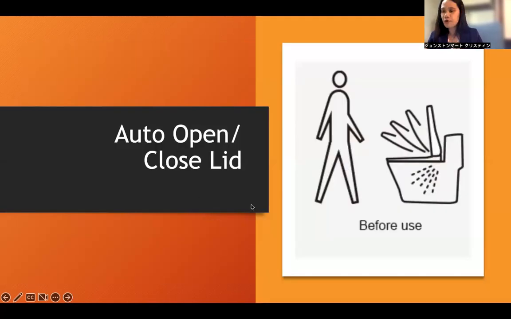The third function, of course, is it auto opens, and the lid or the cover auto opens or closes. Okay. We don't want to touch the toilet surfaces. Therefore, the lid automatically opens and closes when the toilet is approached and departed. So it's before use, and then if you go, then it will close by itself.